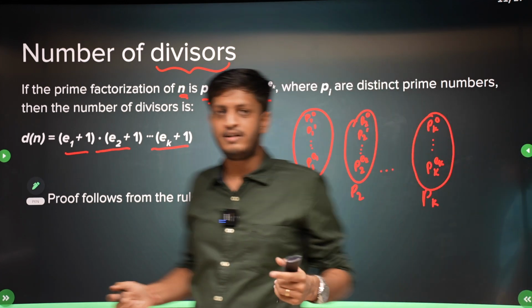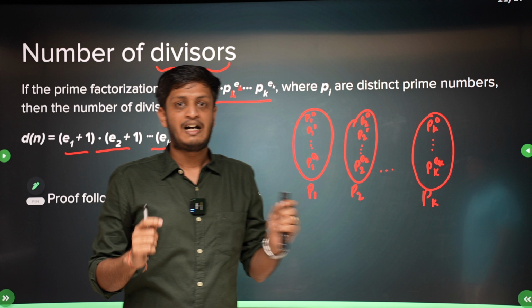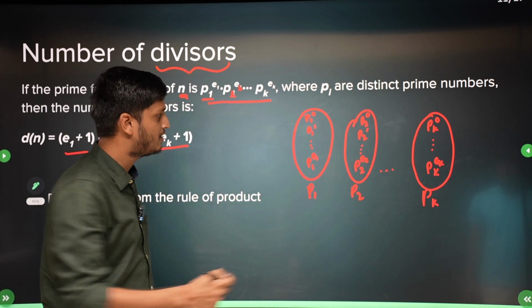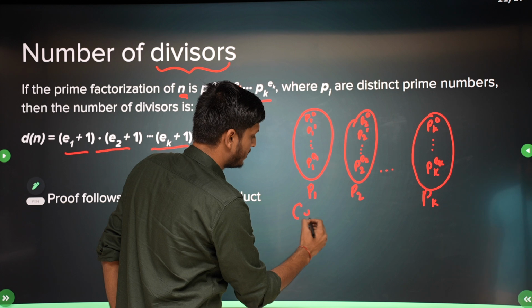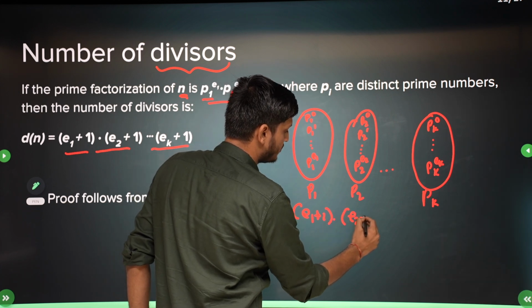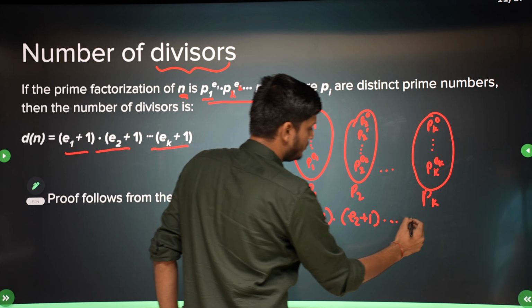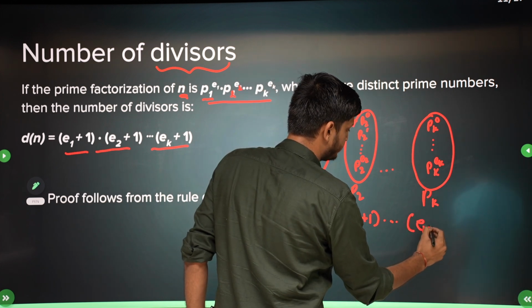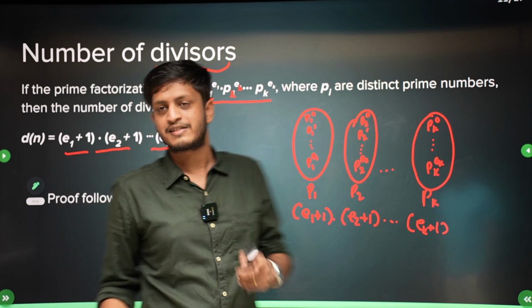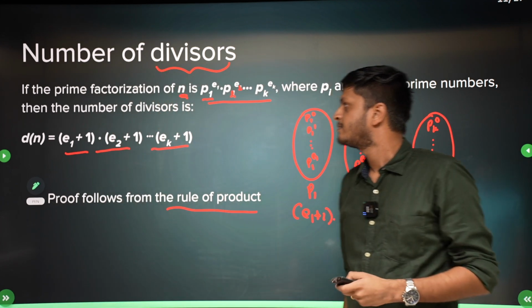So simple, take one element from each of these and we have an AND. Take an element from here and here and here and so on. So here I have e1 plus 1 options. Here I have e2 plus 1 options, all the way up to ek plus 1 options. Okay, so it is a standard problem for rule of product.